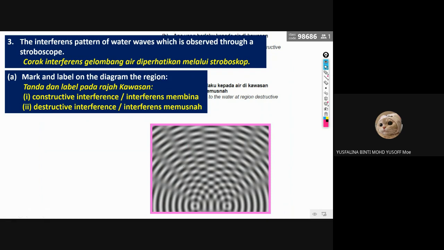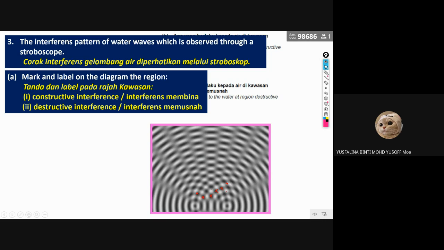So we already learned that for constructive interference, it should be from crest to crest. So it's somewhere here, and here, and here, and here, and another one is here. So that is the constructive interference. For destructive, it should be here, where the crest and the trough meet each other.